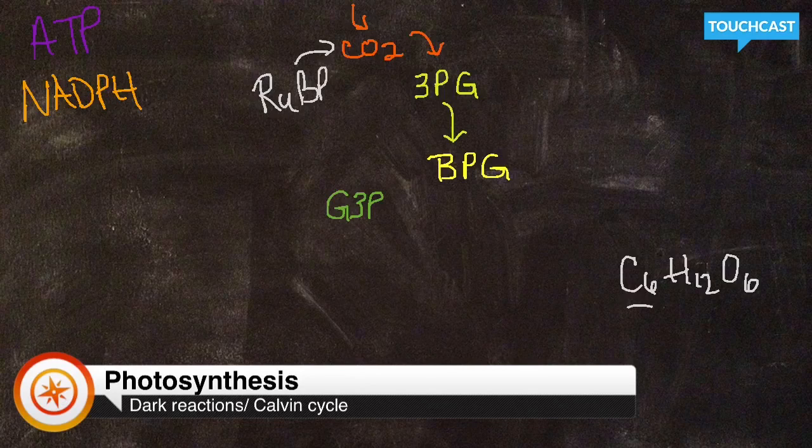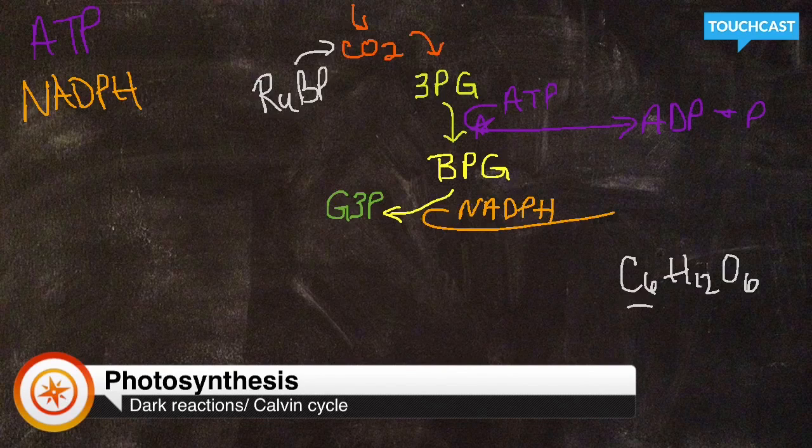where energy is utilized. So in the step between 3PG and BPG, ATP is going to be utilized. So you have ATP entering, and then of course once the energy from ATP is used, we get ADP plus a phosphate. So that energy is used here to create BPG from 3PG. Then in the next step, we are going to take BPG and we are going to convert it into G3P. At this step, the NADPH is used. So we have NADPH that's transferring the energy, and of course NADPH is broken down into NADP plus a phosphate, and so the energy is utilized there as well.